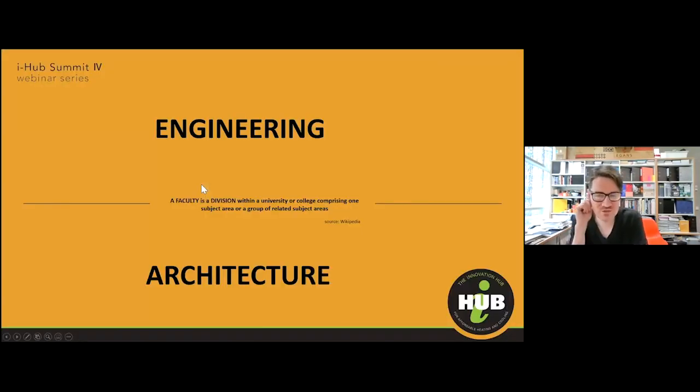What I find interesting as an academic is that we have what we call, of course, faculties. And if you look at the definition, a faculty is actually a division within a university or college comprising one subject area or a group of related subject areas. And I always find it very amusing how many colleagues refer to our faculties as divisions. In a way, it's a symptom of how things also happen in practice.